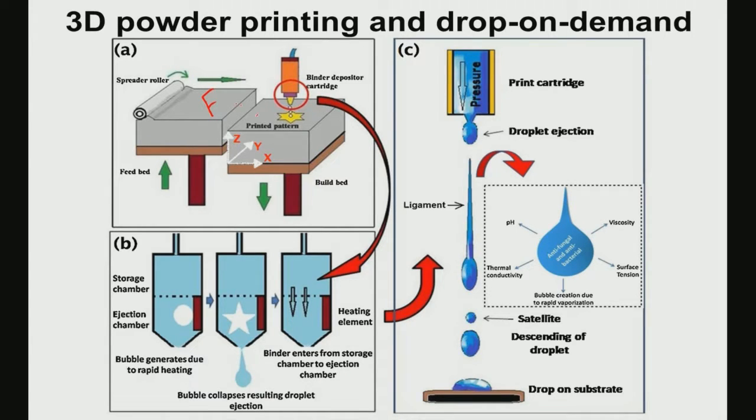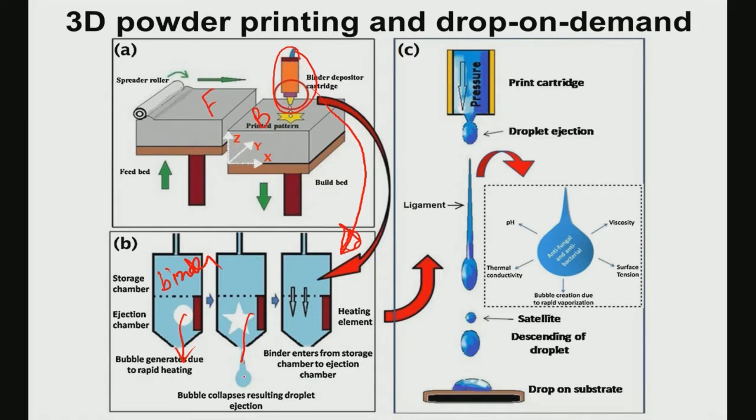So, this is called the build bed, that is where the scaffold is fabricated in a layer by layer process. And you see this kind of cartridge, and if you zoom it up, you can see what is happening. Here you put your binder in the cartridge. Okay. So, this binder is now forced to get into the orifice.